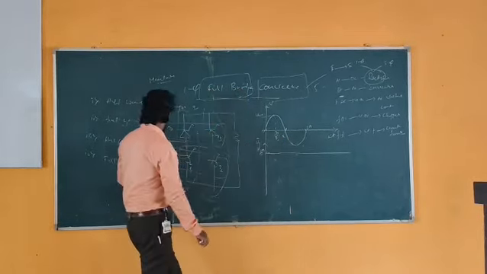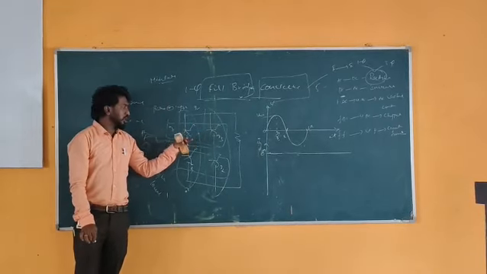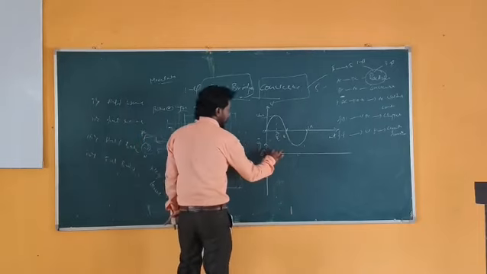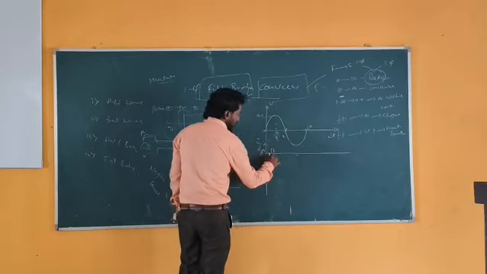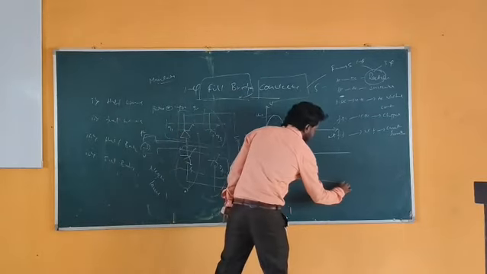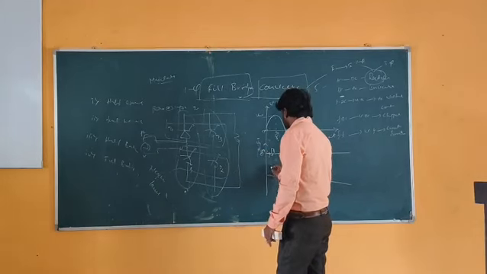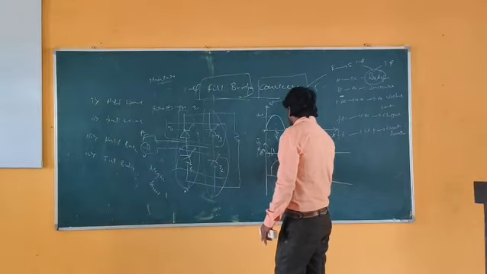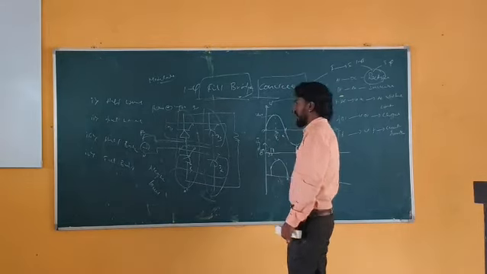Now, as soon as we give the supply, if we are not giving the gate pulse to the thyristor, it doesn't conduct. So whenever we give the gate pulse to the thyristor, it will start to conduct. Suppose I am giving the gate pulse at 30 degrees. Then I will get the output voltage from 30 degrees, and it will reach the maximum, and we will get to 180.